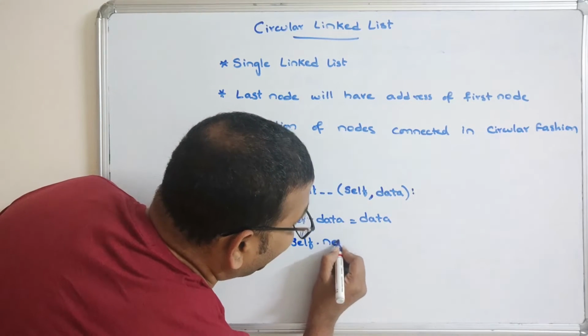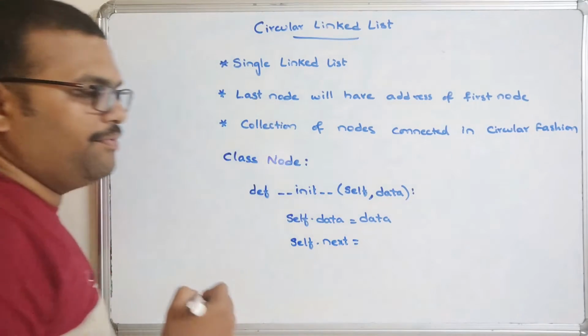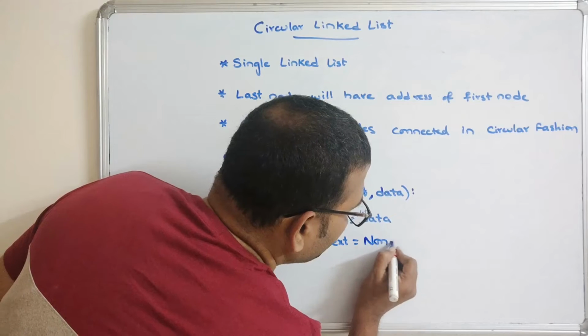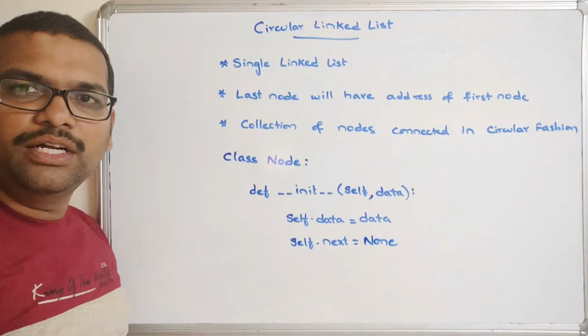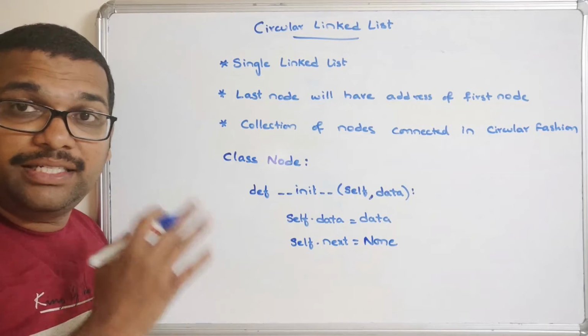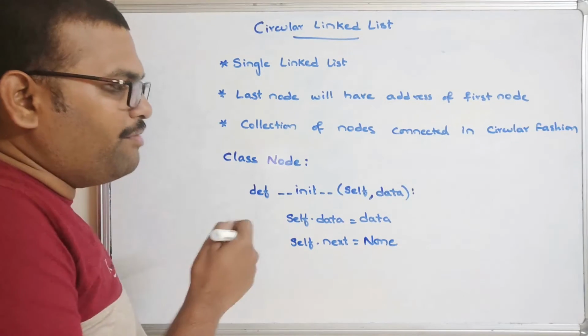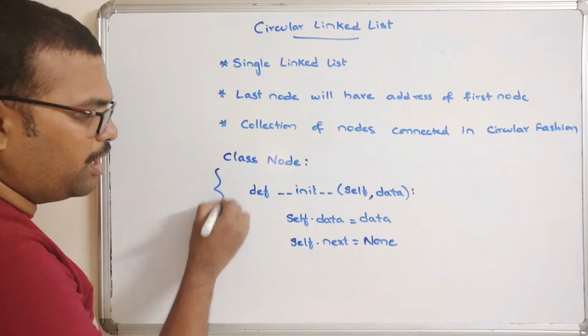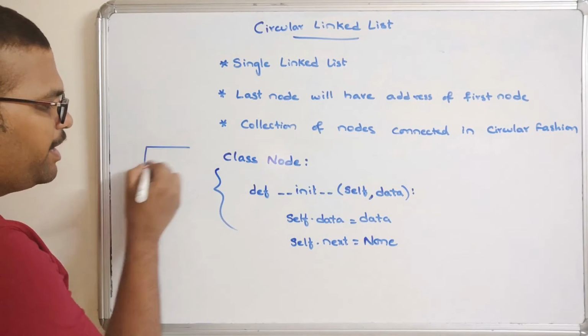Similarly, what is the second part? self.next. self.next is equal to, initially let us take it as None. That means a null value. Similar to our null value, here we will call it None. This is the initial value. Whenever we are creating a node, after executing this code, a node will be created.